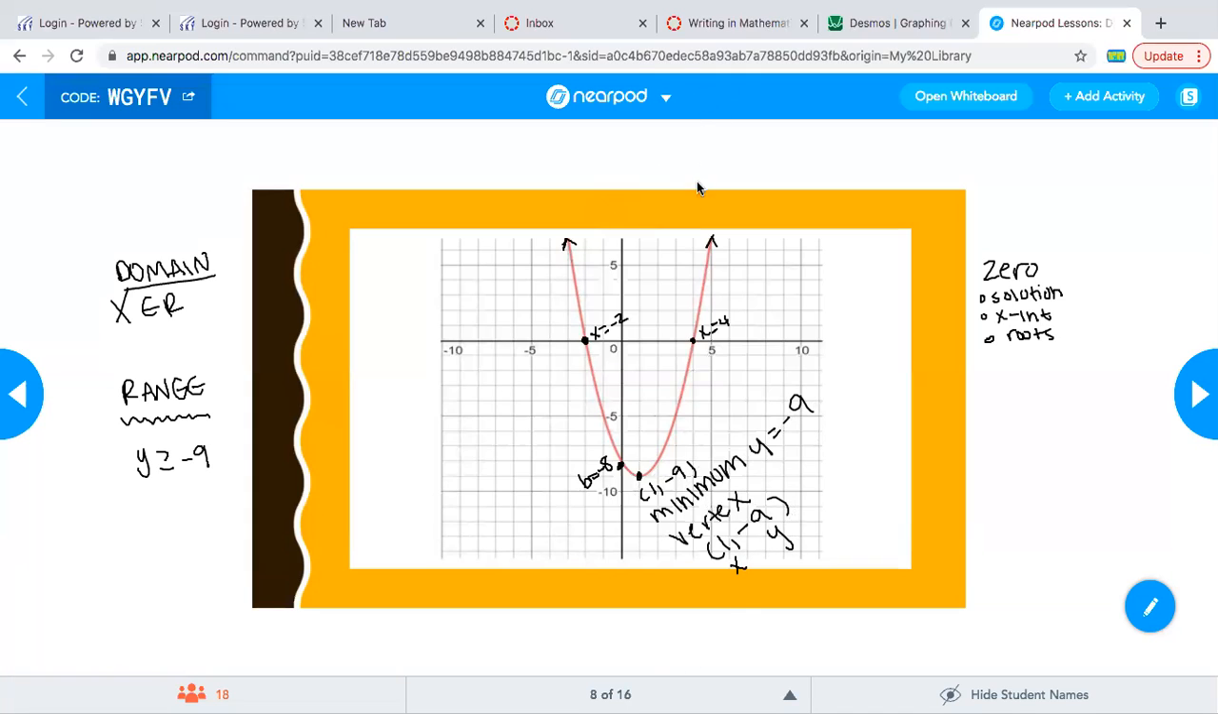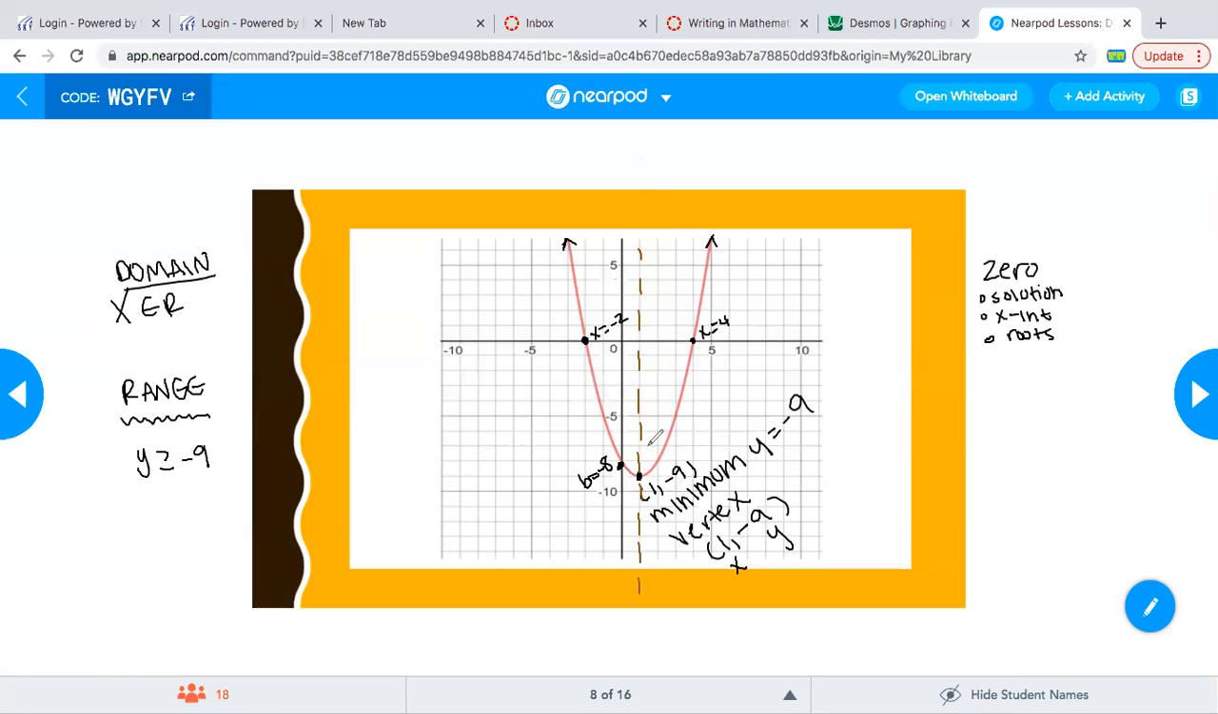And the last feature we need to know is the axis of symmetry. Look at what I'm doing so you make sure you get this. The axis of symmetry is the vertical line that goes through the vertex. So if I was to make my axis of symmetry, it's the vertical line that goes through the vertex.